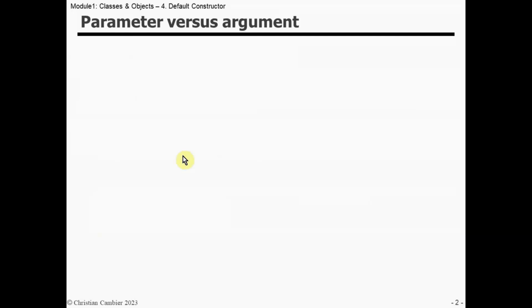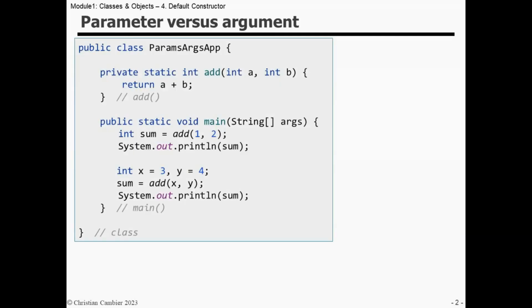So let's examine this small piece of Java code. I have an add method which returns the sum of two values, and that method is called twice from the main method, once with two constants, 1 and 2, and once with two variable names, x and y. Here the parameters are the list of variable names which are part of a method definition. Each variable has a type and a name. So here we have two parameters, a and b, both of type int.